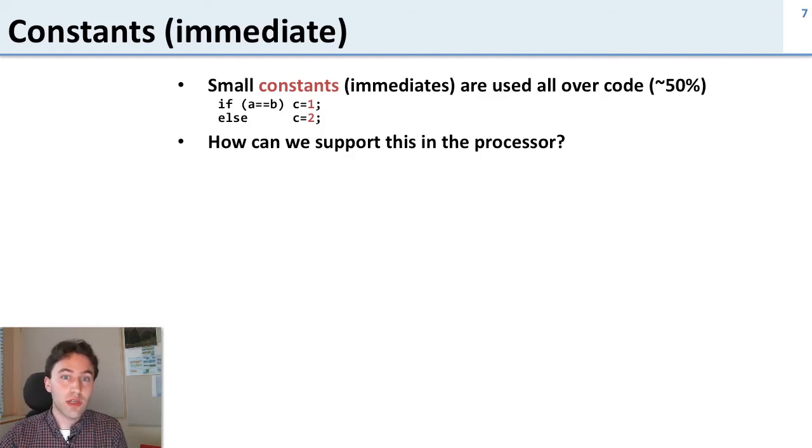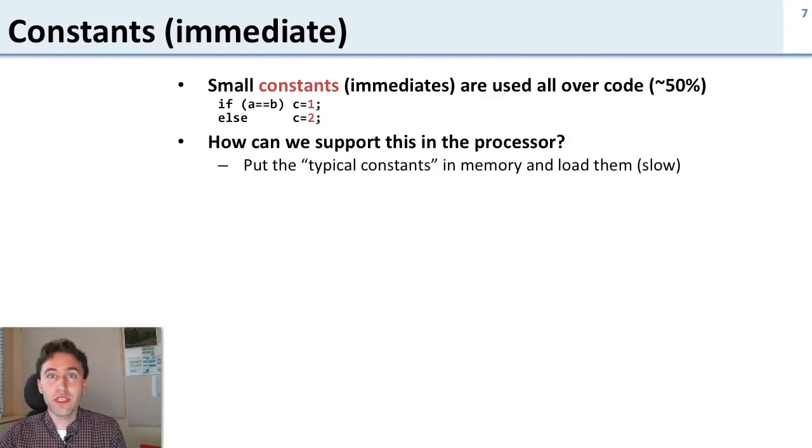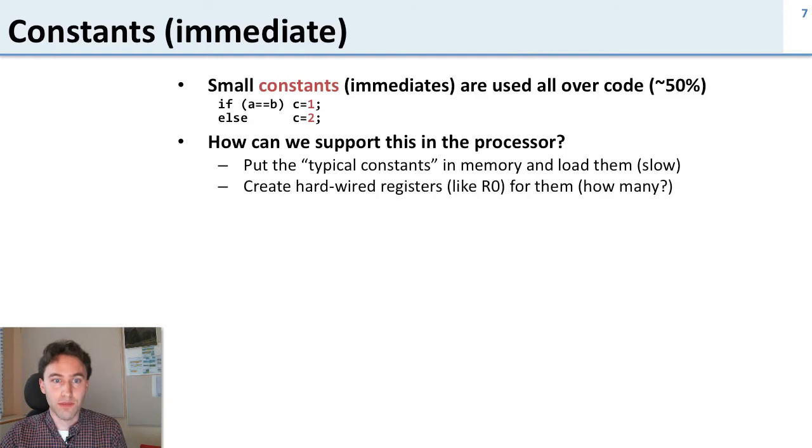And there are several ways we can do this. We could put the typical constants in memory and load them. This would be slow, both because memory is slow and large, but also because we'd have to specify the address every time we load it. When we wanted to get that constant 1, we'd have to load from memory, store it into a register, and then we could use it.